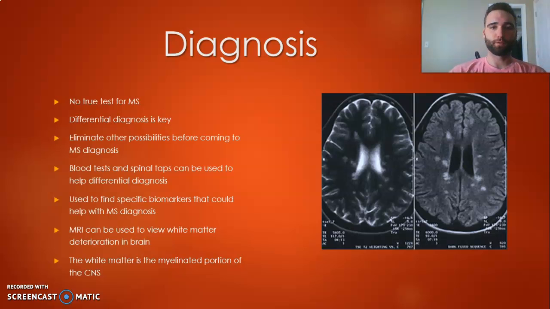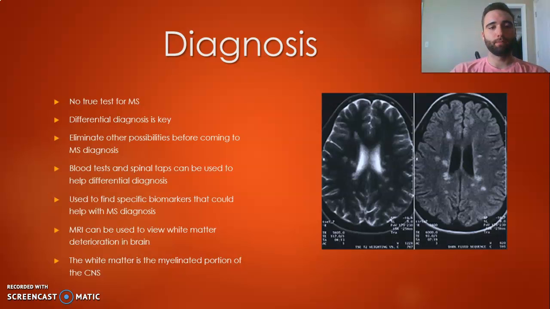So there's no true test for MS. Differential diagnosis is key, so you're trying to eliminate all other options before coming to the diagnosis of MS. When somebody presents with numbness and tingling in the arms and legs, they're trying to eliminate peripheral neuropathy as the reason. So you're trying to figure out what exactly it is. Is it a pinched nerve, or is it something more serious than that?